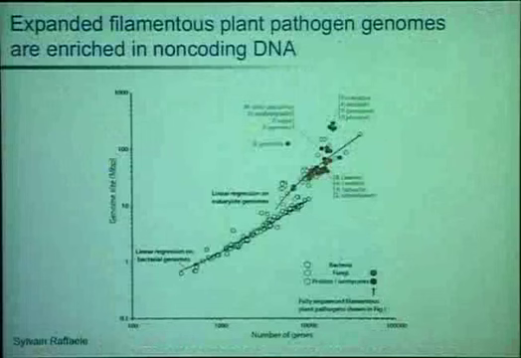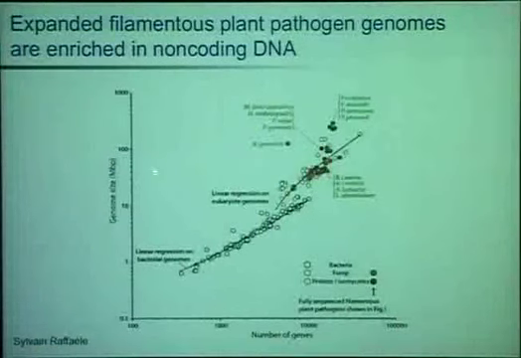This is another way to look at the data. This is a plot where we compare genome size to the number of genes. This relationship is quite linear with bacteria. You can see that there's a very nice correlation there. With the eukaryote, we tend to lose the correlation a little bit.